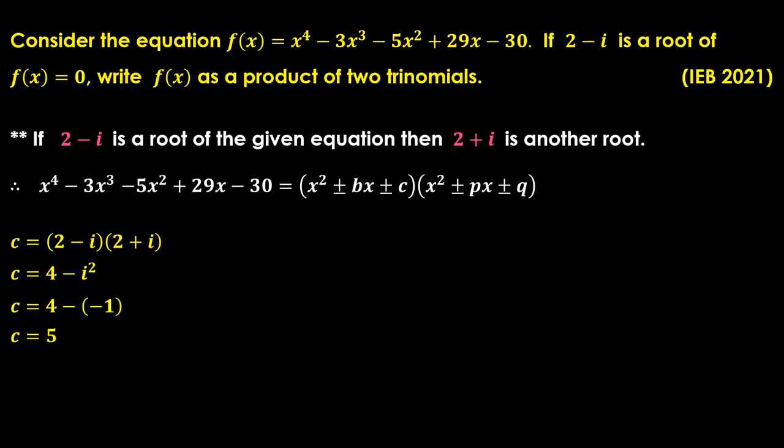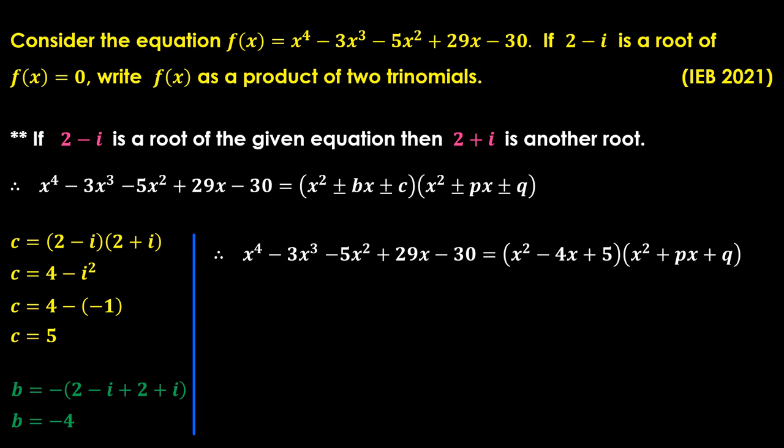Then the value of b, the coefficient of x in that first trinomial, I'm just going to add my two complex numbers together and change the sign in front. So we end up with minus 4. So my equation can be rewritten as x squared minus 4x plus 5 multiplied by another trinomial. And we need to figure out the values in that next trinomial. And we're going to use a similar method to the other two examples.